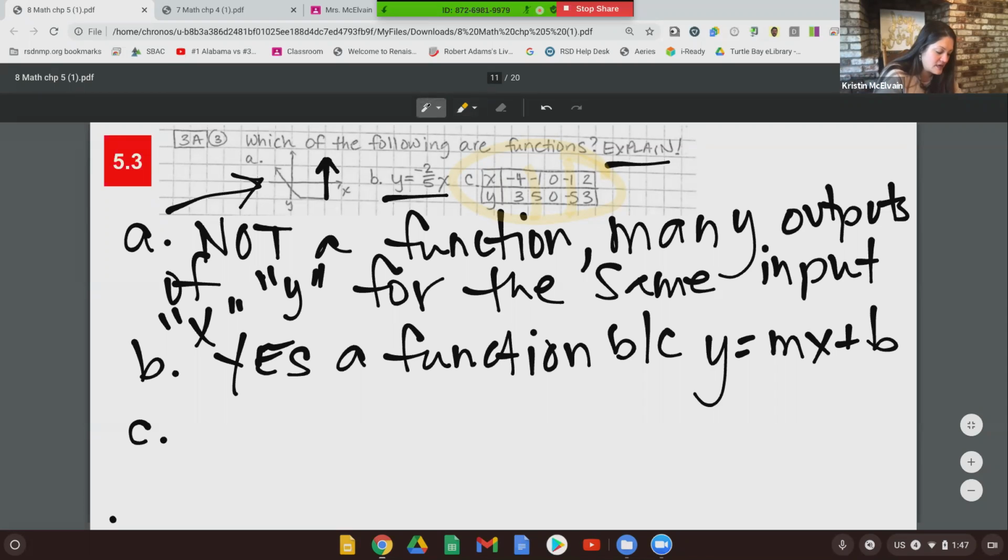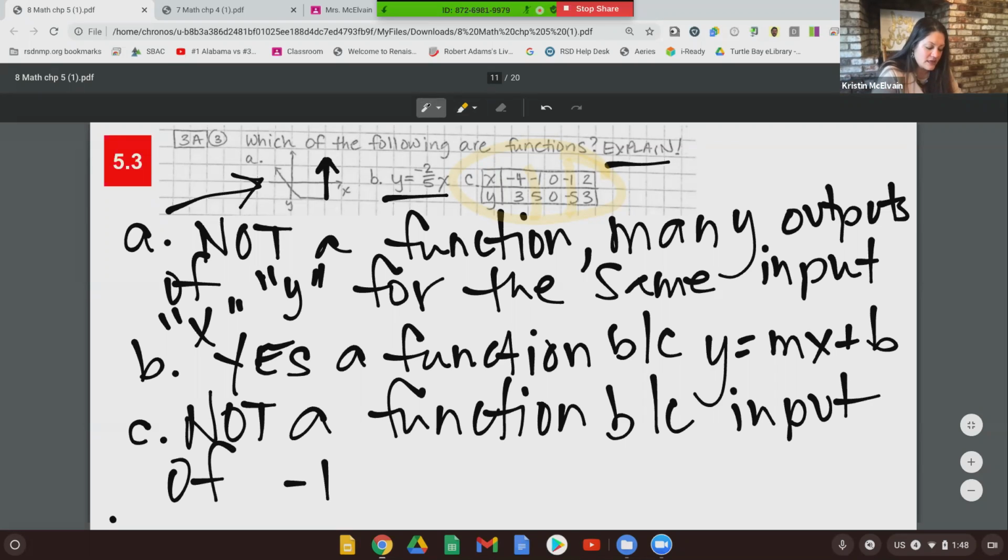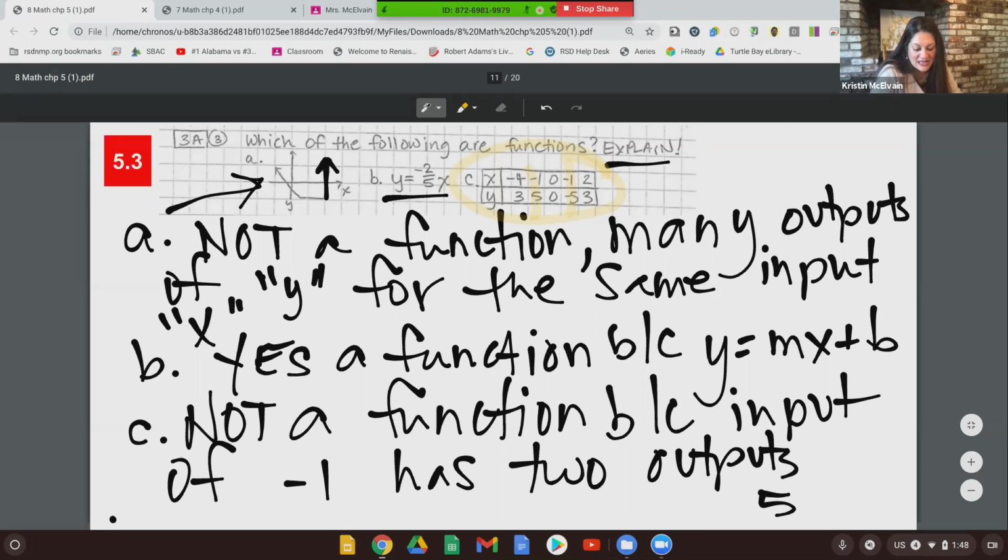Okay, so you would say not a function because, I'll use my BC again, because input of -1 has 2 outputs. And that's going to be 5 and -5. Okay, so it's pretty legible, nice big writing. Hope it works with the black. It is easier to read, I get that.